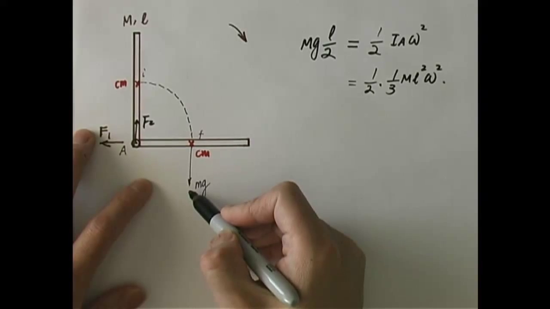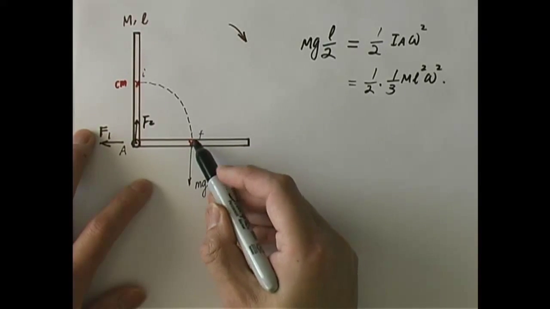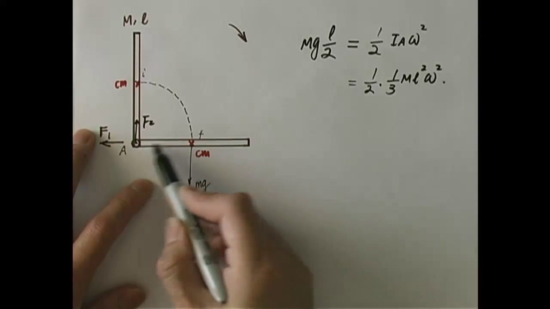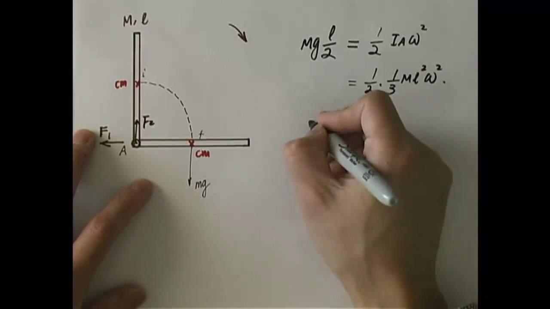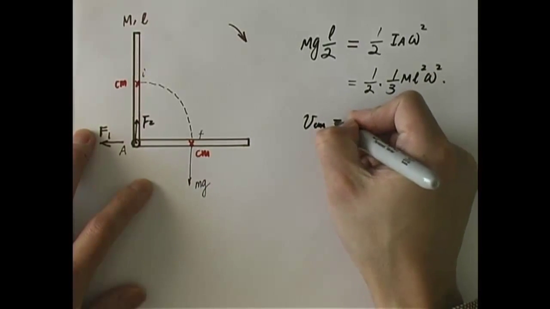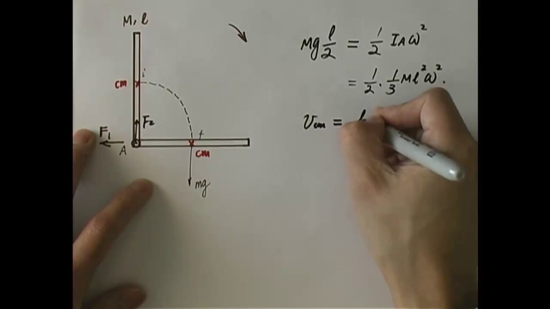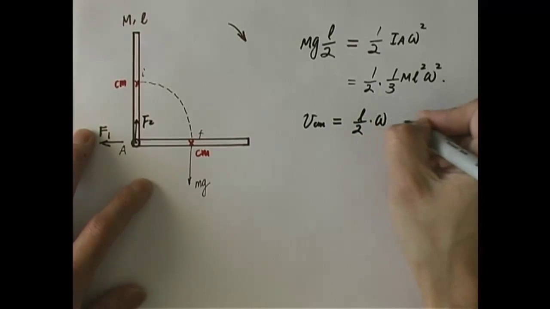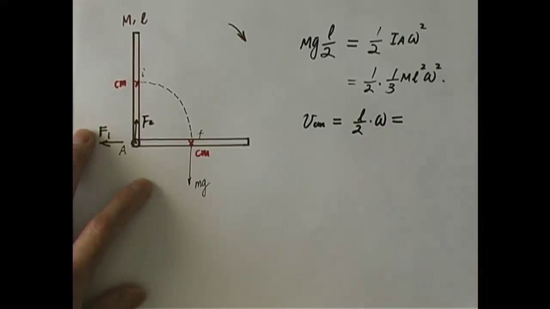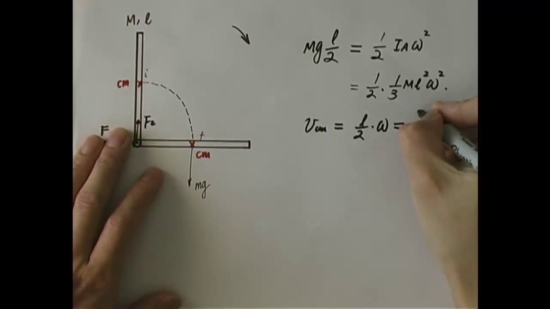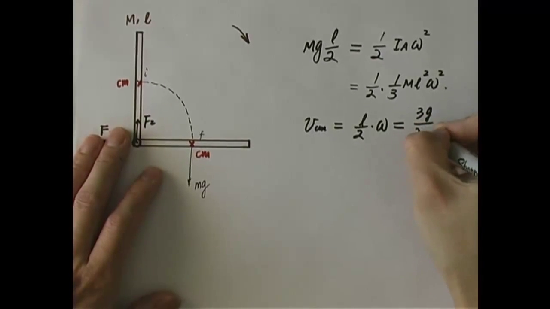But what is the center of mass speed? Well, the center of mass is doing a circular motion about point A with a radius of half of L. So therefore, VCM at this moment is 1/2 L, that's the radius, times omega, right? And what's that equal to? It is equal to, with some simple algebra, 3G over 2L.